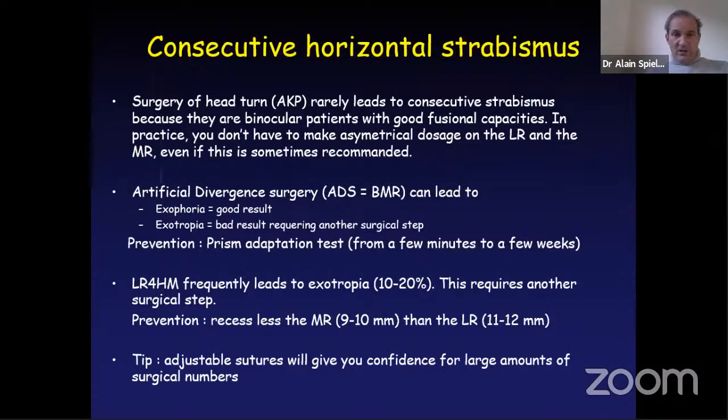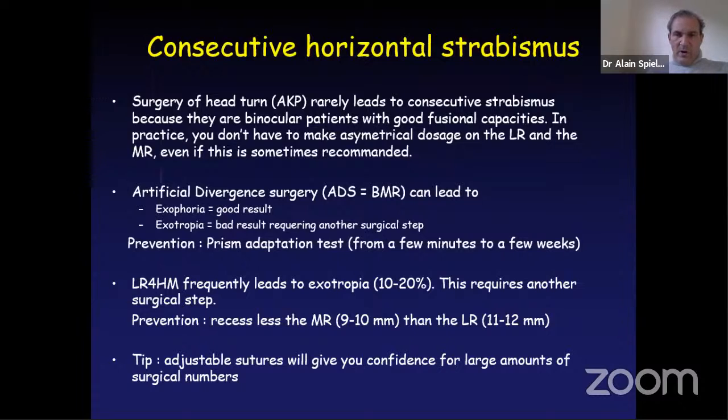So the prevention is to do a prism adaptation test, which can last only a few minutes in the office, but if you have doubts, you can prescribe the glasses and have the prism worn for a few weeks or a few months before deciding on artificial divergent surgery. The large recession of the 4 horizontal muscles frequently leads to exotropia, probably around 10 to 20%, and that's too much. And if this happens, this requires another surgical step.